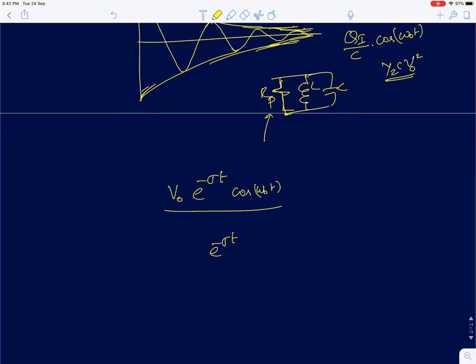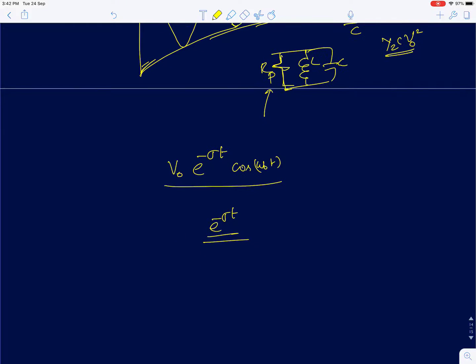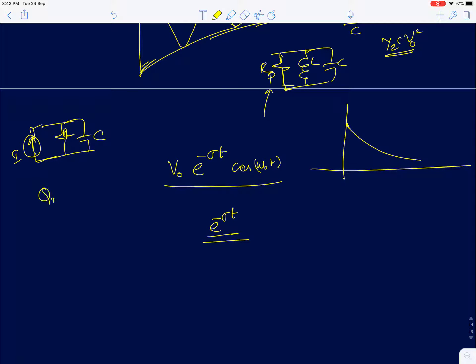E power minus sigma t tells you, let's say there was no sinusoid, which was a pure RC circuit, it would have just decayed down. If let's say there was just R and C, and if I fed an impulse of current to this system, I know that the initial voltage would have been Qi by C, but after some time it would have decayed down to 0.